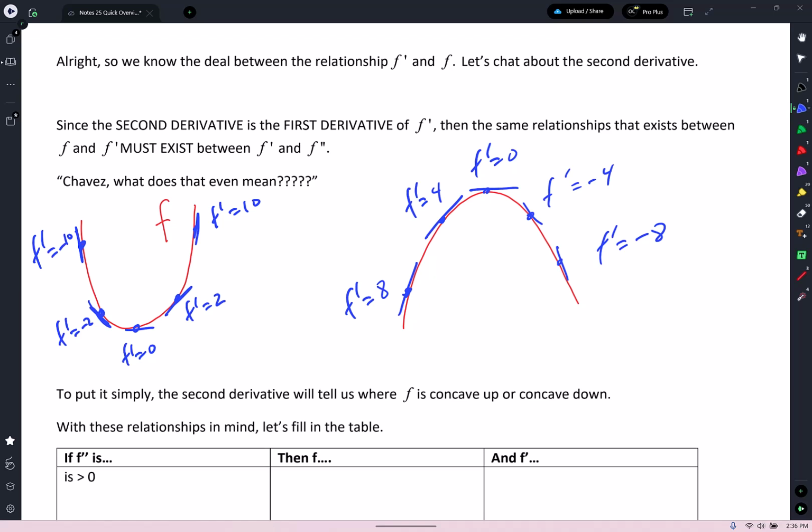Look at what's happening now with the f primes. 8, 4, 0, negative 4, negative 8. What's happening to the f primes now? They're decreasing. So if I call this f, and now we say that f prime is decreasing, that's also the same thing as saying f prime prime is negative, and that's what creates your concave down graph. Does that make sense? Okay.